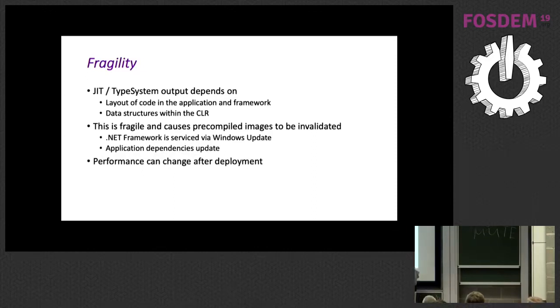And even the data structures that live in CLR can change from version to version, and they do influence the JIT code. So what it means is, you precompile your code, and then you copy a new version of your application or a new version of the library that the application uses, or maybe just Windows Update installs a new version of the framework. What happens then? The cache you had is pretty much invalidated.